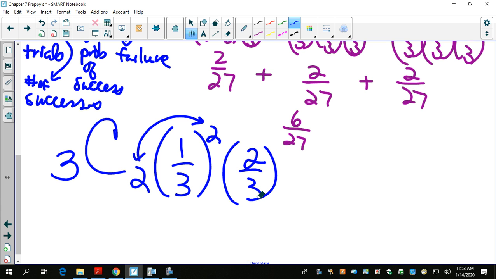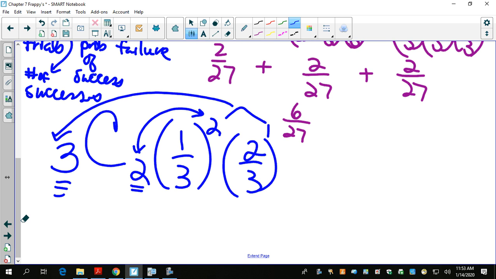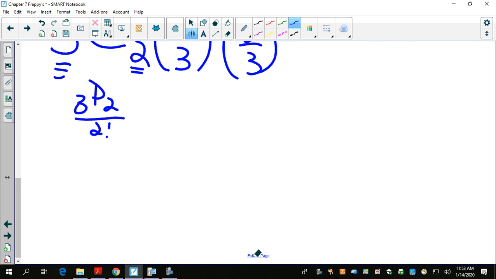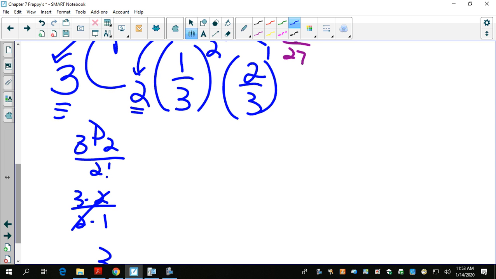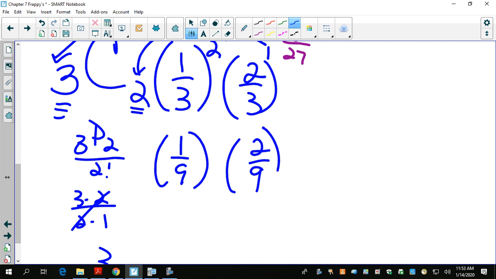So if you have 3 trials and 2 evens, naturally you would have 1 odd, and these 2 numbers always have to add to the number of trials. Now if we calculate this with what we learned, this is 3P2 over 2 factorial, right? So that's 3 times 2 over 2 times 1. See, that's just 3. And then here, that's 1/9. And here, that's 2 over 9.